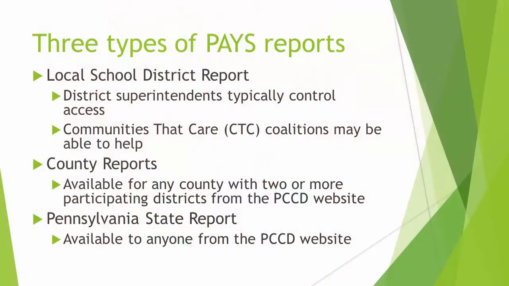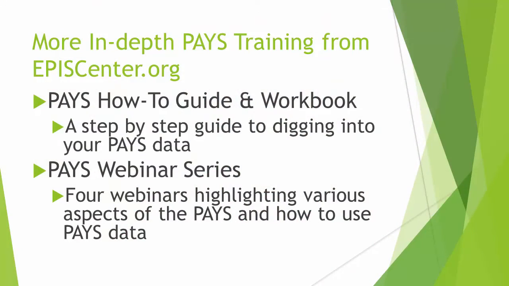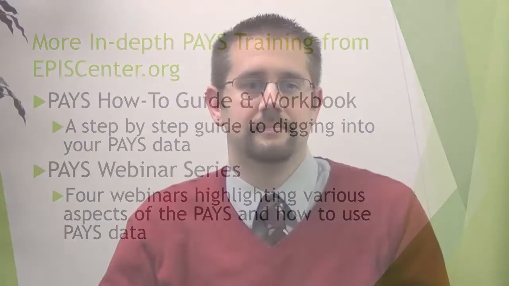There are three main sources of PAYS data: school district reports, county reports for any county that had 2 or more school districts participating in the survey, and finally, a statewide report. The county and state reports are available on the PCCD website, while district reports are available at the discretion of school superintendents. For those wishing to explore how to use PAYS data in more depth, the Epicenter has created the PAYS How-To Guide workbook in the PAYS webinar series. We invite you to visit our website to access these resources.